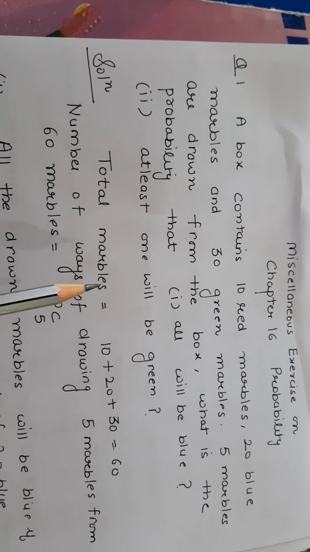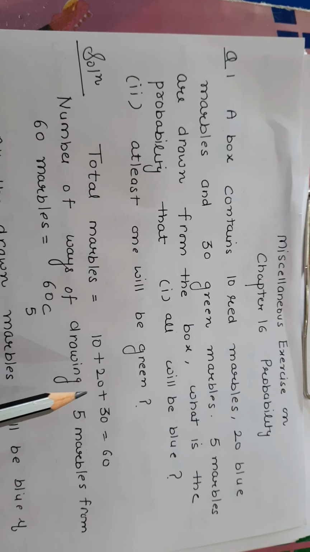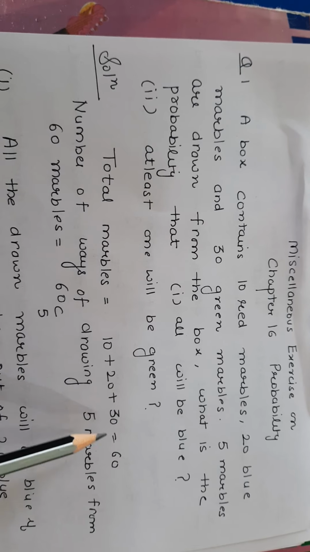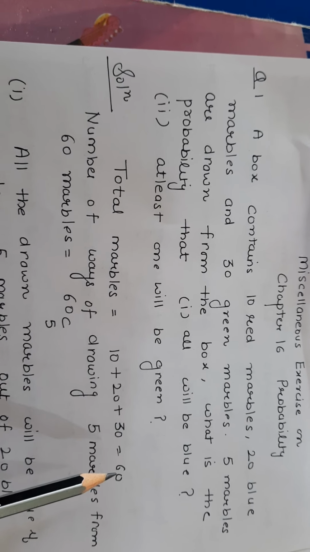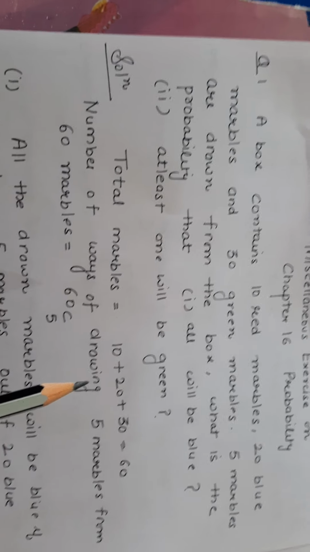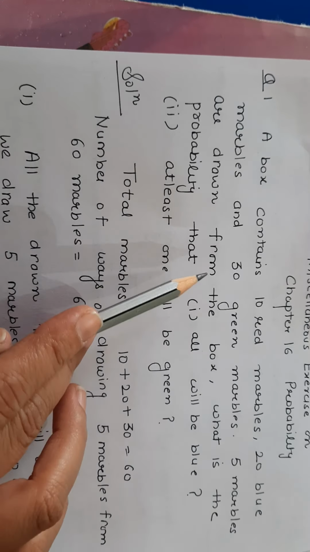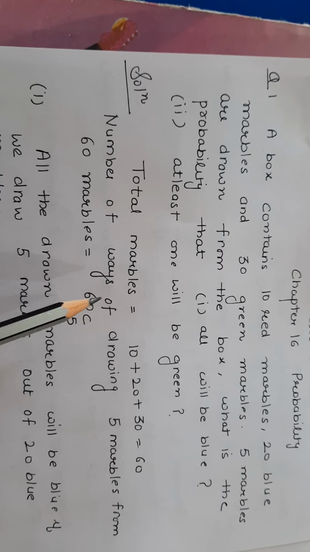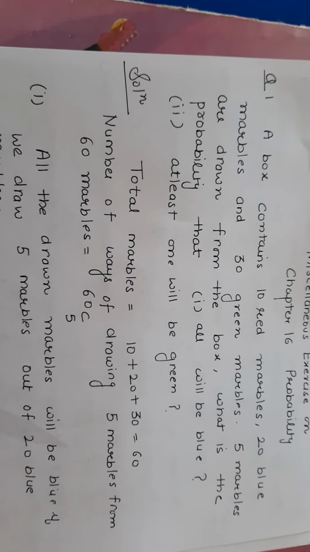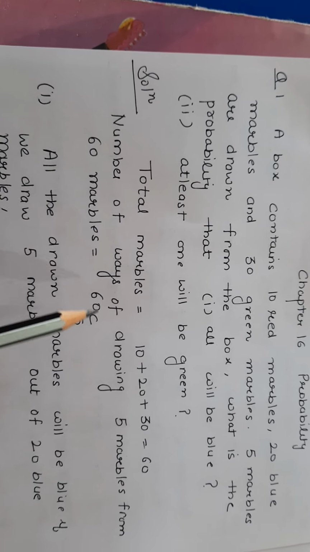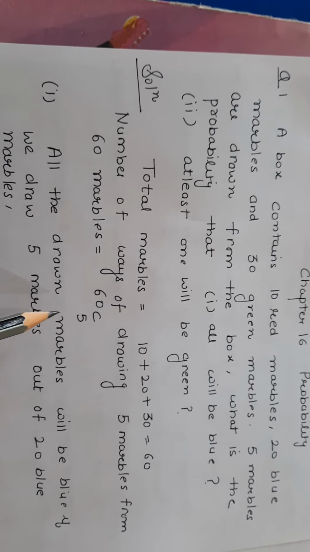Now, first we count the total marbles. 10 red plus 20 blue plus 30. That means we have total 60 marbles. And for writing the total outcomes of sample space, here we are given 5 marbles are drawn from the box. So number of ways of choosing 5 marbles from the 60 marbles is 60C5.